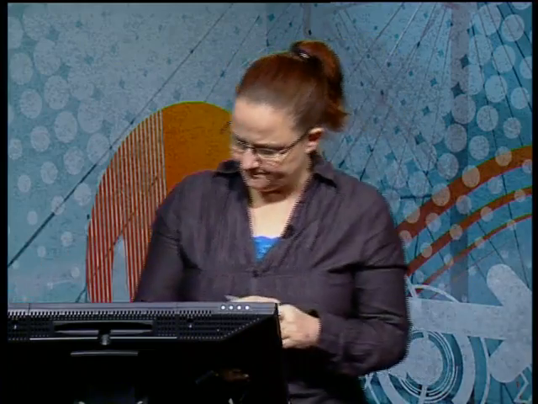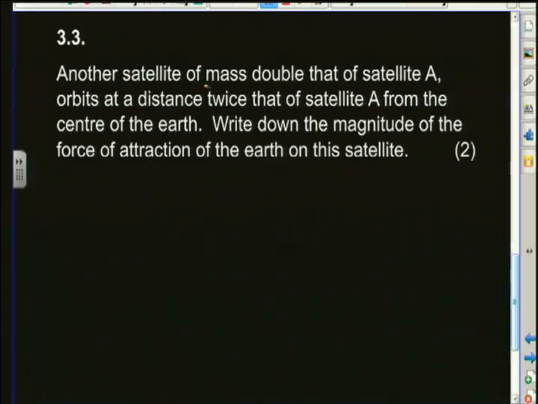Now, next part. Now it says, another satellite with a mass double of A orbits at a distance twice that of satellite A from the center of the Earth. Write down the magnitude of force of attraction of the Earth on this satellite. Only worth 2 marks.